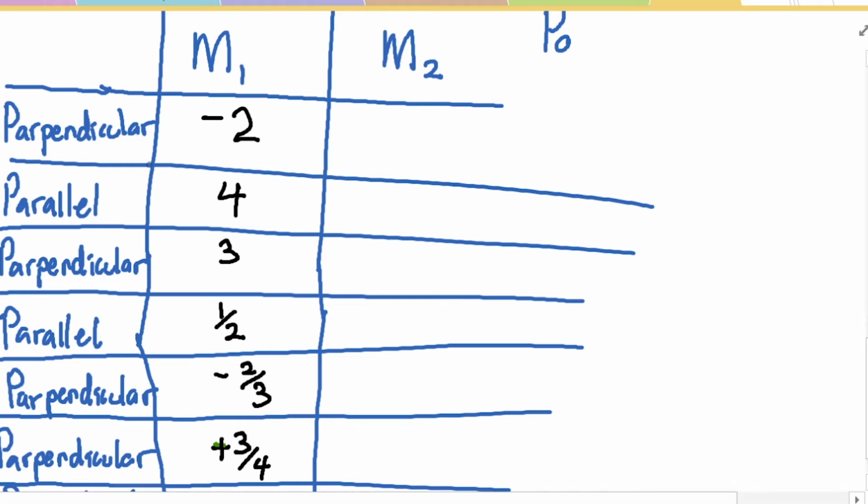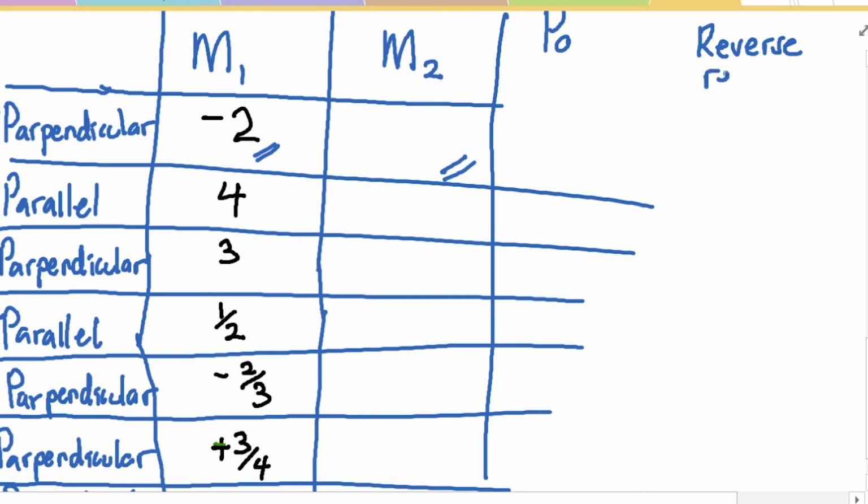All right. If two lines, M1 and M2, are perpendicular, what's the gradient of the second line? I want to show you a shortcut here. If one of the gradients is -2, what's the gradient of the other line? When there are two perpendicular lines crossing each other, for the gradient of the second line you just use this: the reverse reciprocal. Just use this reverse reciprocal and you'll be able to get your answer.